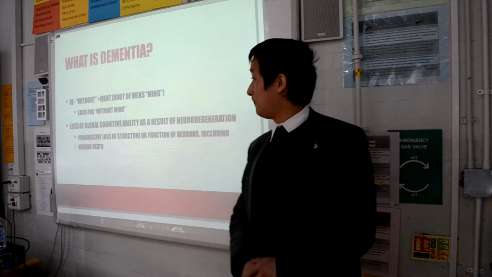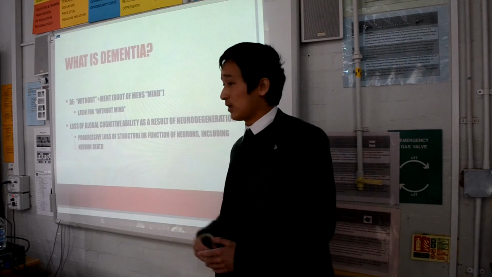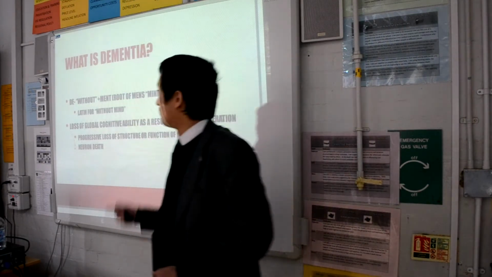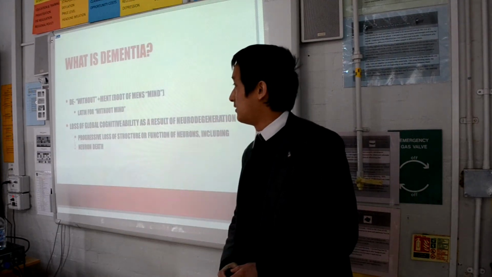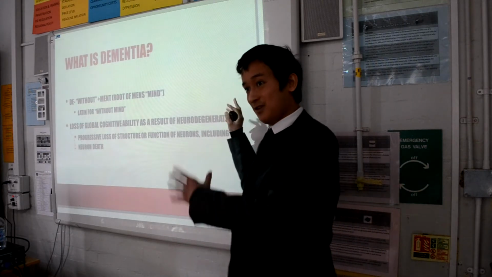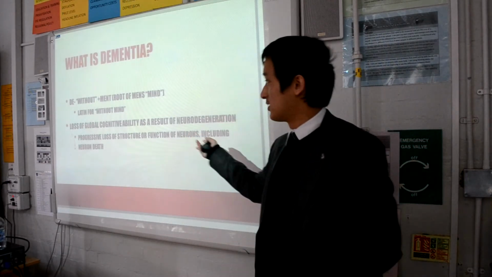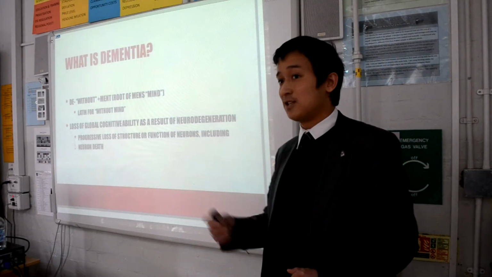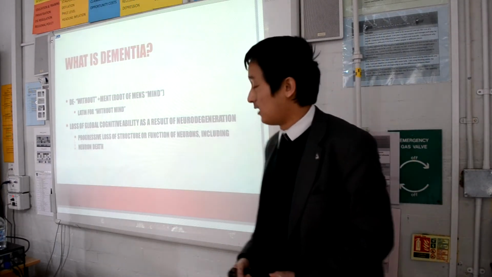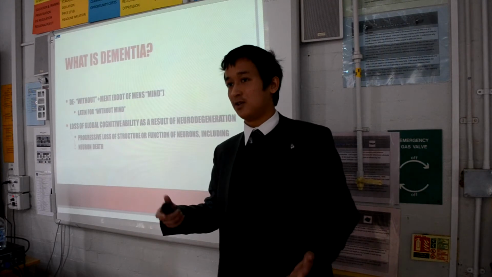So what is dementia? Let's break it down. The word dementia: the first bit, de, means without, and ment means mind in Latin. So dementia means without mind. This is the only time I'm going to have loads and loads of text on the board. Dementia is the loss of global cognitive ability as a result of neurodegeneration, or the progressive loss of structure or function of neurons, including neuron death.